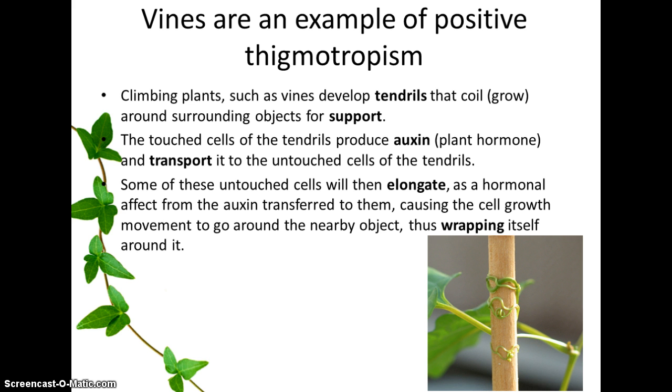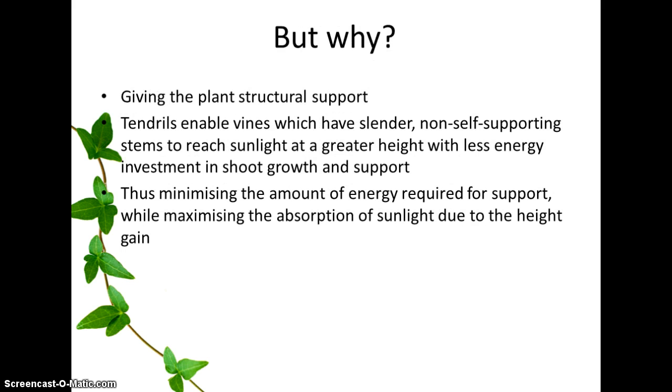Vines develop tendrils which coil around surrounding objects for support. The touched cells of the tendrils produce a plant hormone called auxin, which causes the cells to elongate. As this hormone is transported to the untouched cells of the tendrils, it causes the movement of the cell growth to grow around the nearby object, thus wrapping itself around it.